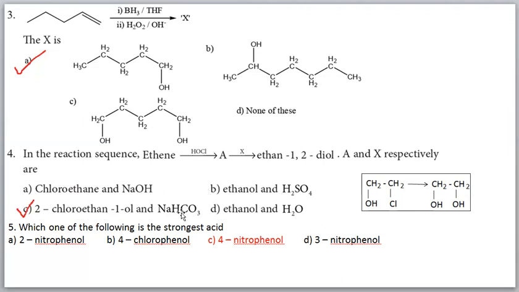Okay. So you see, sodium hydroxide. This is the correct answer. This option we can take. This option is also correct. But this one we won't use commonly. This is also not correct.